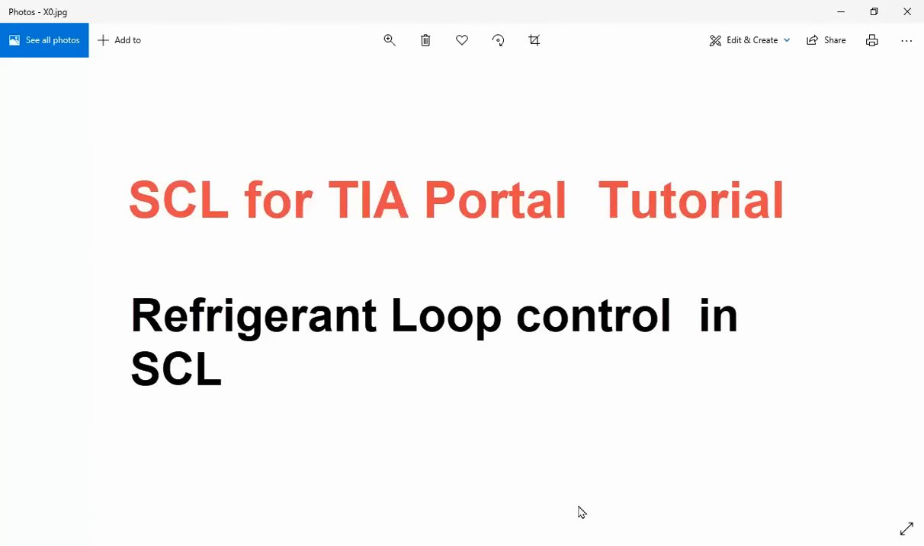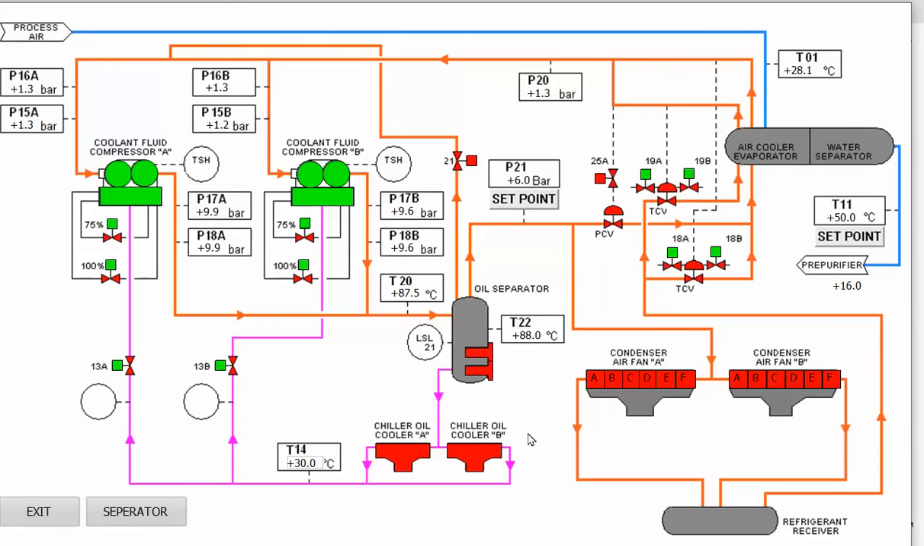We are back again, and I will tell you more about other elements in the refrigerant loop. We have the chiller and fans. These are the condenser air fans. When the pressure is increased here and the air is exchanged temperature with the refrigerant, it will evaporate and the pressure will be increased.